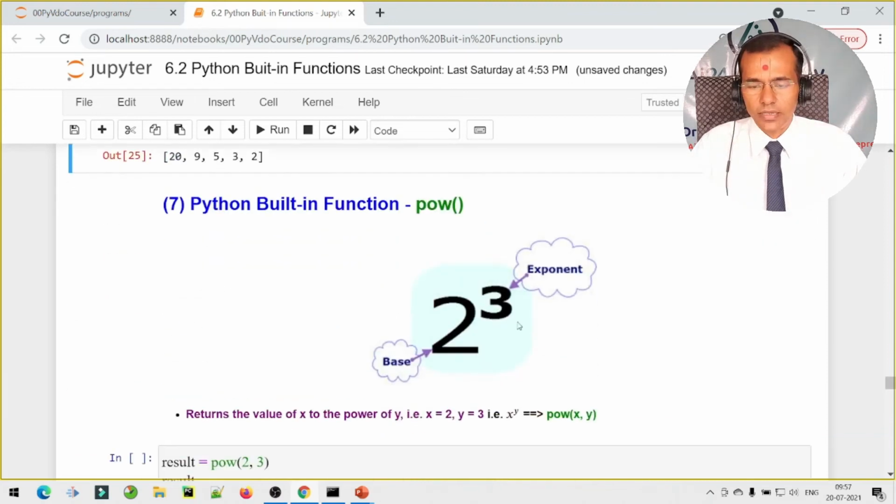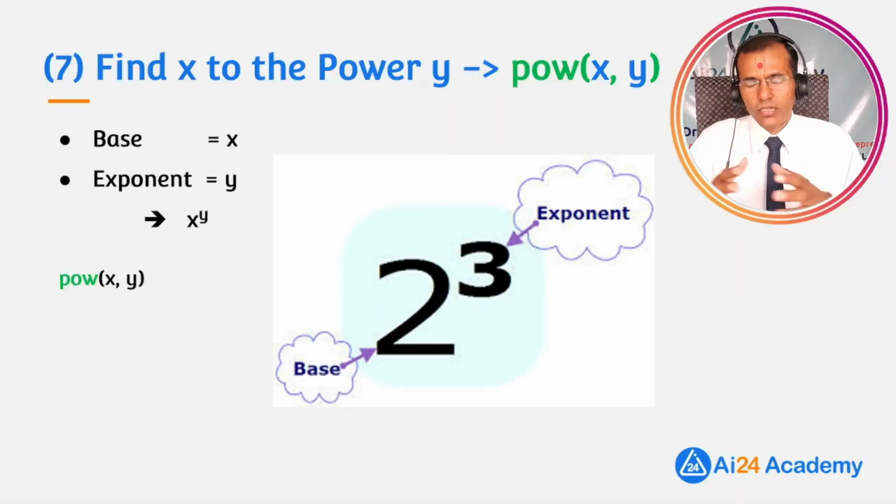Now let us look at the next built-in function, power. Here we can see that 2 is a base and 3 is an exponent, and if we consider x as a base and y as an exponent, then it will be x raised to the power y. So the power function is used to find x to the power y. Its syntax is power(x, y), which finds x to the power y.